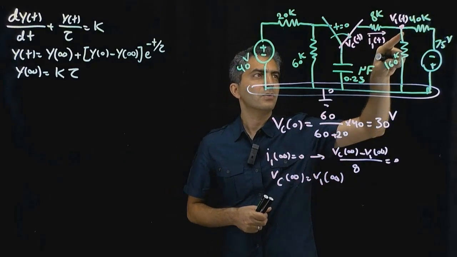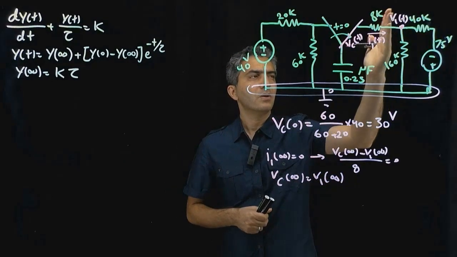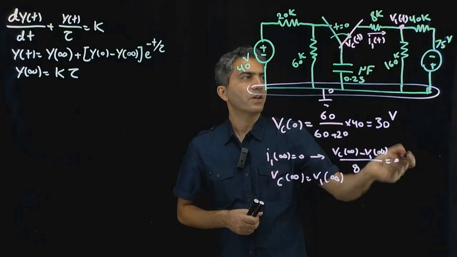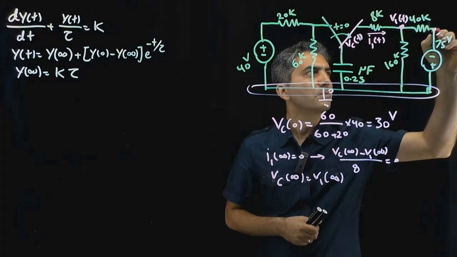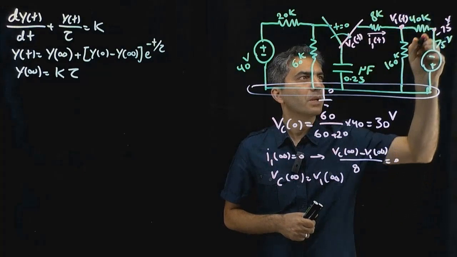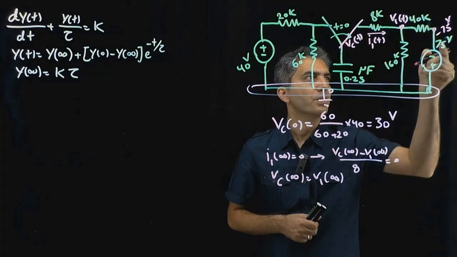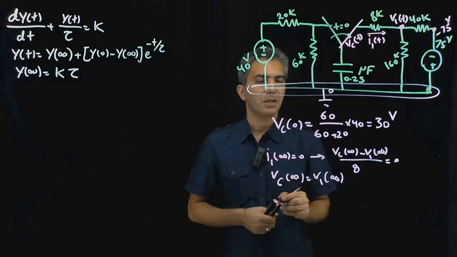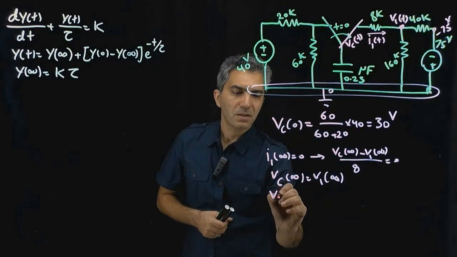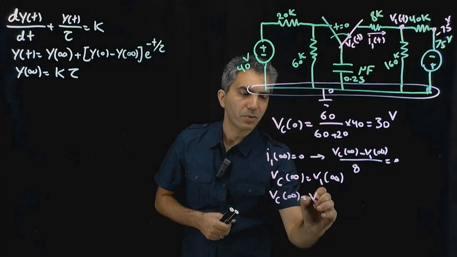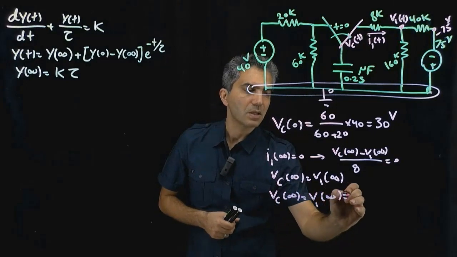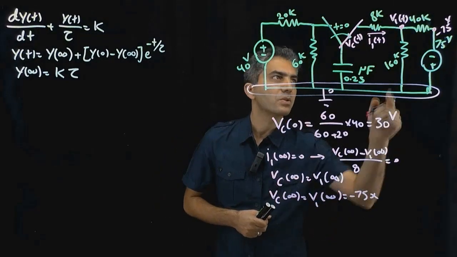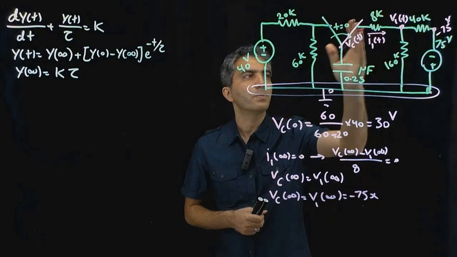So all I need to do is to calculate V1 infinity, which is basically again a voltage divider here, and this voltage right there is minus 75 volts. Why? Because that voltage minus this voltage is 75, and therefore that voltage is minus 75. So VC infinity, which is equal to V1 infinity, is equal to minus 75 times just a simple voltage divider. This is an open circuit, right?